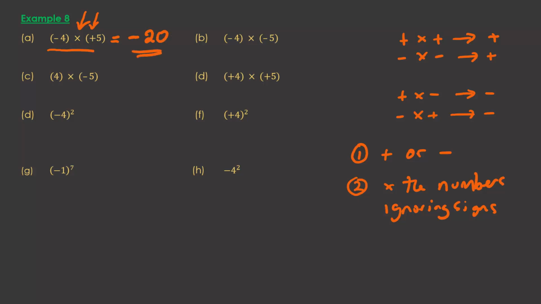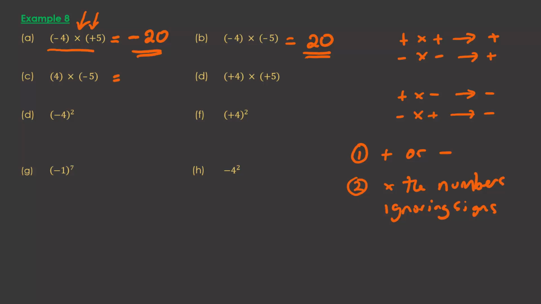With the next one, I'm doing negative times a negative, which tells me the answer is positive. And then I just do 4 times 5, which is 20. I could have that as plus 20 or just as 20. We know without the sign in front that it's positive.